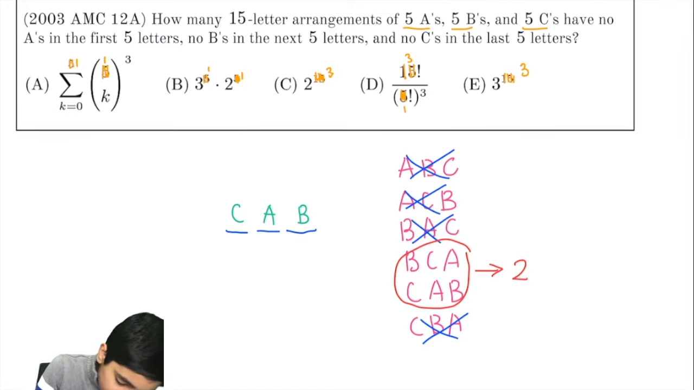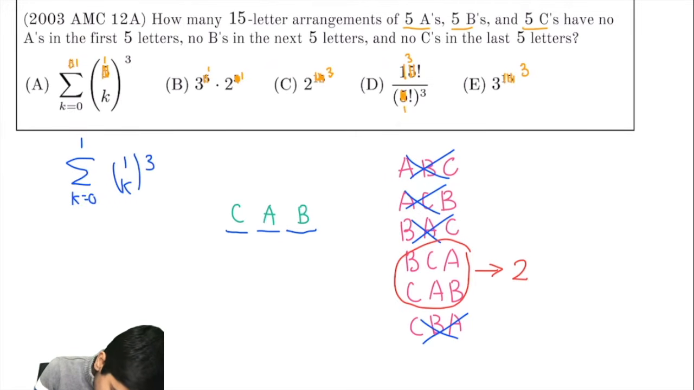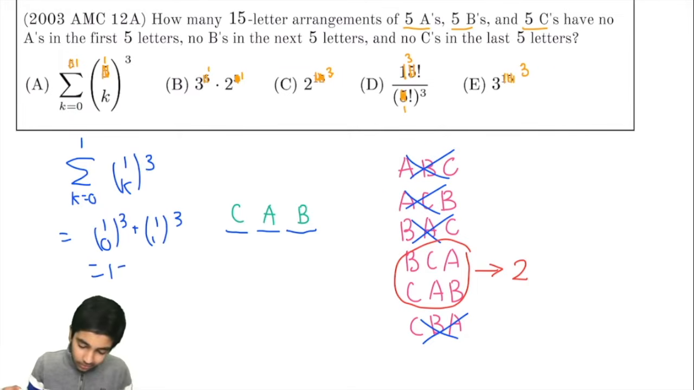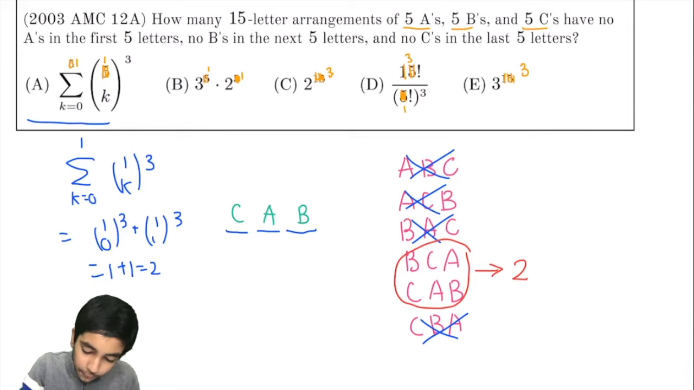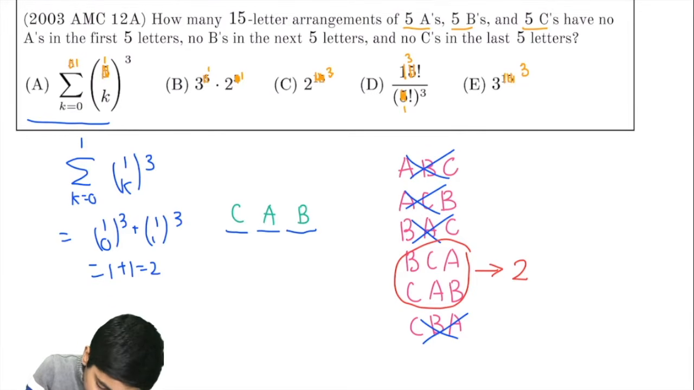Well, this first option choice is the summation of k equals 0 to 1 of 1 choose k cubed, which is 1 choose 0 cubed plus 1 choose 1 cubed, which is 1 plus 1 equals 2. Oh wow, that's equal to 2. So now we know that A is a potential candidate for the answer. But just to make sure we're not missing anything, let's make sure the other 4 choices are not equal to 2. B is 3 to the 1 times 2 to the 1, which is 6. So B doesn't work.